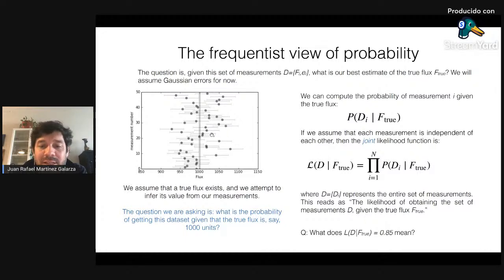So when someone tells you that this likelihood is 85%, what that means is that 85% of the times the error bars will include the actual true value that you are considering. That's basically what this means philosophically from the point of view of the frequentist. So what happens if we adopt a different worldview of what probability means? For frequentists, this is associated with a frequency of something happening. How often does my error bar include my actual value? And we're estimating a likelihood, which is the probability of getting a data set given that I am assuming a true value for my model.